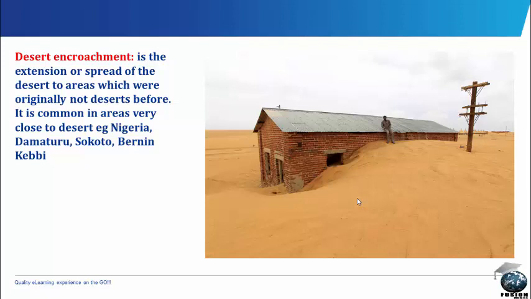To control desert encroachment, the following could be done: 1. Afforestation, 2. Irrigation, 3. Creation of shelter beds, 4. Cover cropping, 5. Rotational grazing.